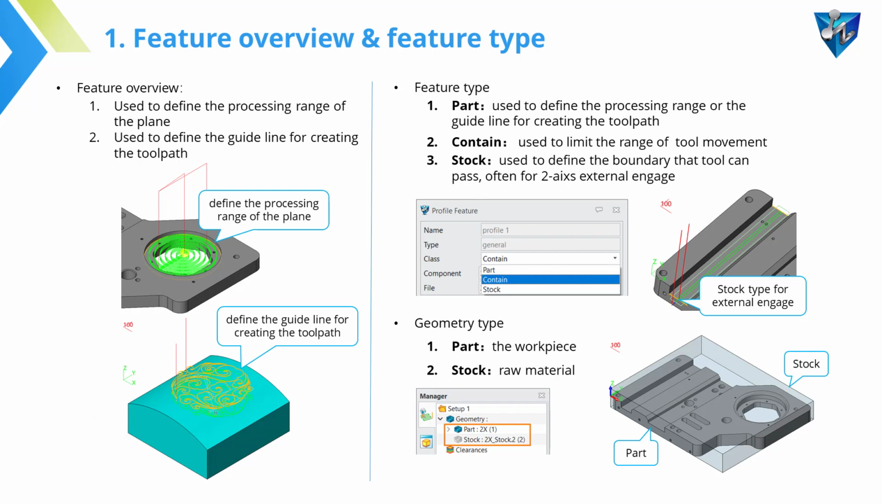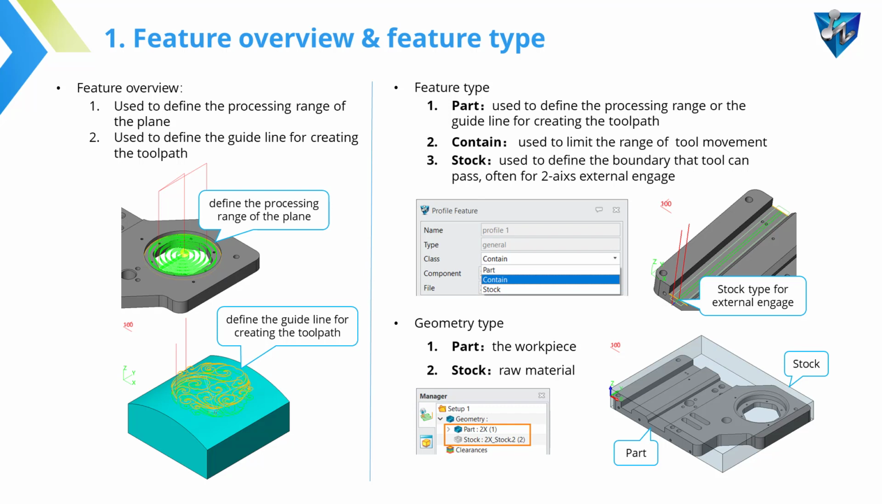When creating features, there will be three types: part, contained, and stock for you to choose. As shown below, part is used to define the processing range, which means the tool cannot pass, or used as the guideline for creating the tool paths, applicable for 2 and 3x. Contained is used to limit the range of the tool movement, normally for 3x. We will also have more details in 3x Cam introduction. Stock is used to define the boundary that the tool can pass, often for 2x external engage.